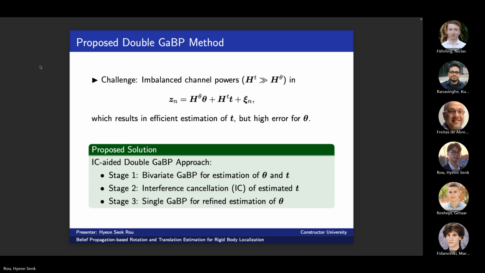So we proposed not just using a simple bivariate GaBP for the estimation of theta and t jointly, but we first perform in stage 1 this aforementioned bivariate GaBP. Then, because the estimation of the translation is assumed to be sufficiently accurate, we can perform an interference cancellation and remove the effect of the translation from this system after the estimation. Then we perform a second single-variable GaBP on the estimation of theta. So now the Gaussian belief propagation can be performed without the effect of the high-powered translation, such that we can get a refined estimation of the angular unknown variables.